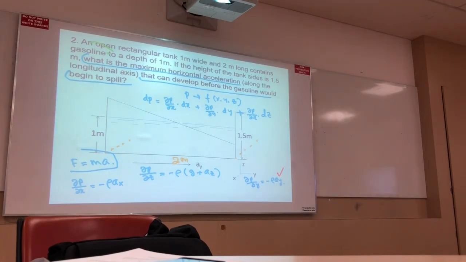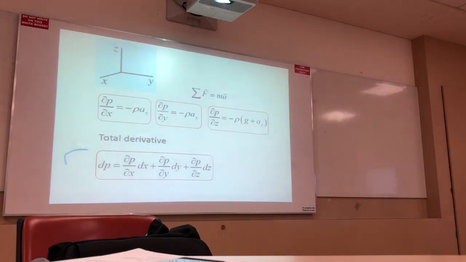Alright? So now I show you the theory from your textbook. Delta P by delta X equals minus rho ax, delta P by delta Y equals minus rho ay, delta P by delta Z equals minus rho g plus az, and this is the total derivative. All these are the same, right?